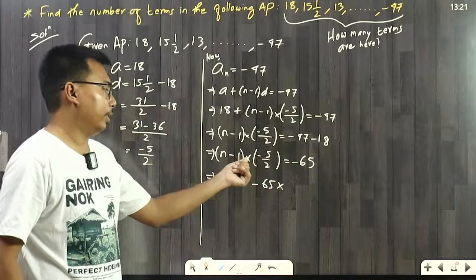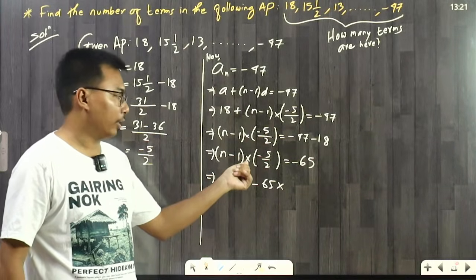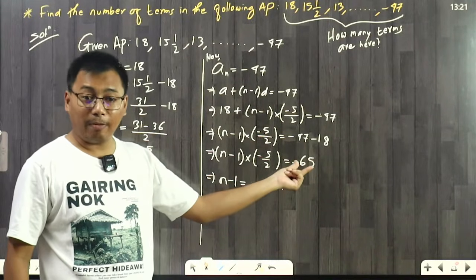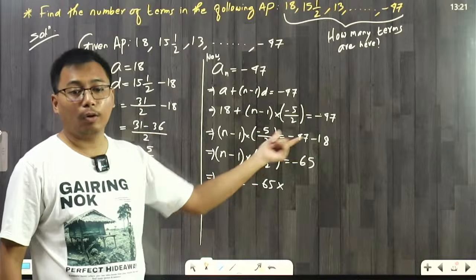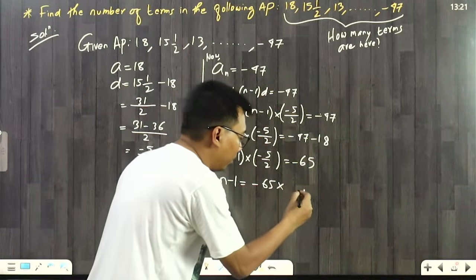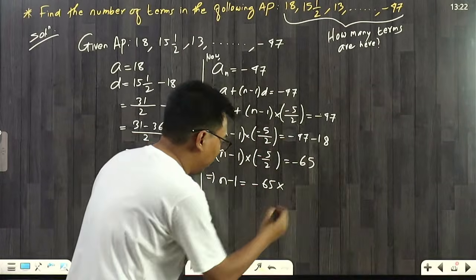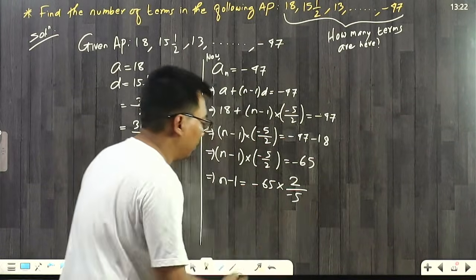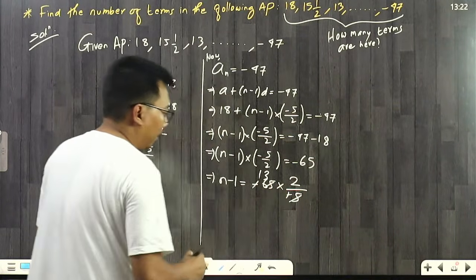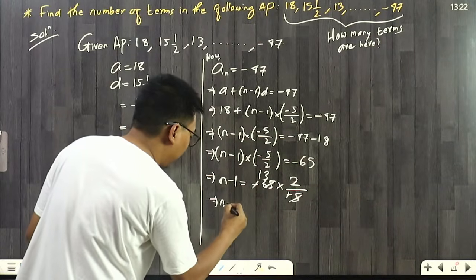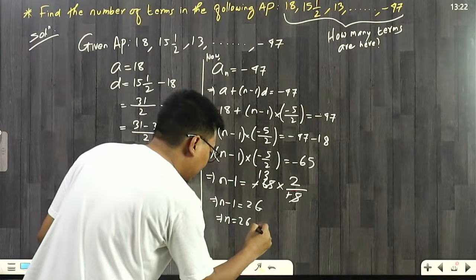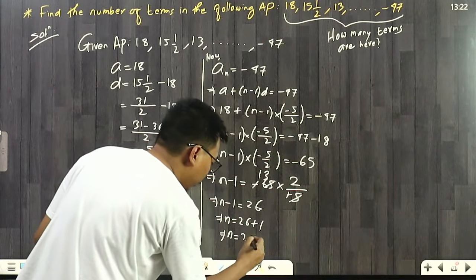If we take this minus 5 by 2 to the right hand side, here we have multiplication, so when it goes there it becomes division. We write the reciprocal, 2 by minus 5. Minus and minus cancel each other. 65 divided by 5 is 13. So n minus 1 is equal to 13 into 2, which is 26. So n will be 26 plus 1. So n equal to 27.